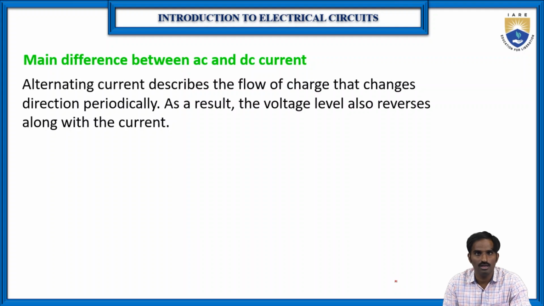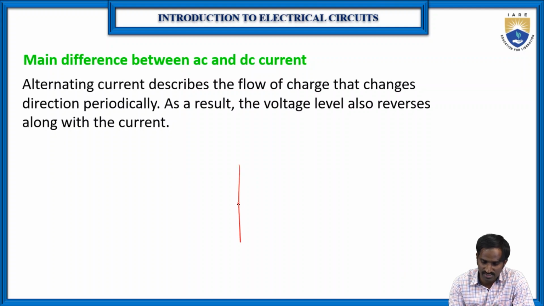Then lastly, what is the major difference between AC and DC current? As we know, we have two types of currents, AC and DC. AC is the alternating current and DC is the direct current. The major difference can be explained by taking any one of the parameters. Here I am explaining AC and DC with respect to the waveform. AC is represented with the sine wave like this. This is AC.